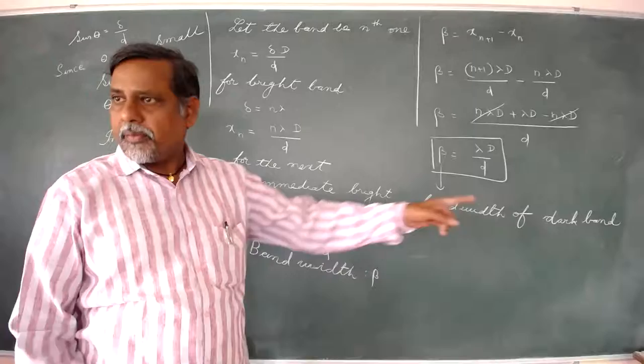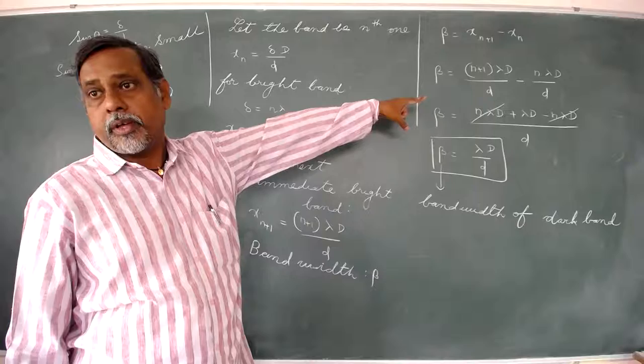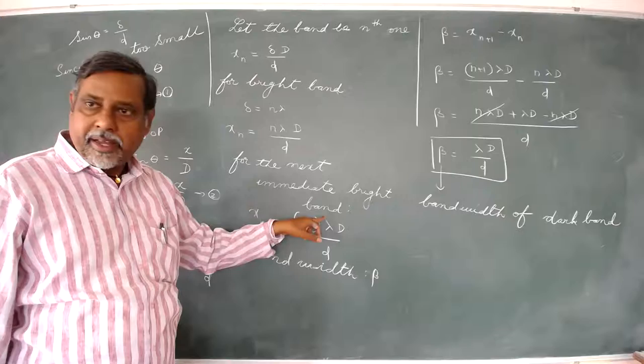This is the bandwidth of the dark band. You see, the Xn bright band is getting formed. Next immediate bright band, I wrote, for the next immediate bright band, Xn plus 1. Look at this.